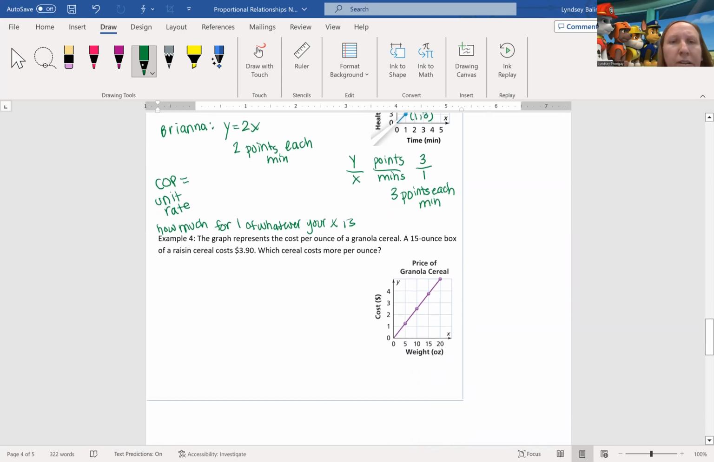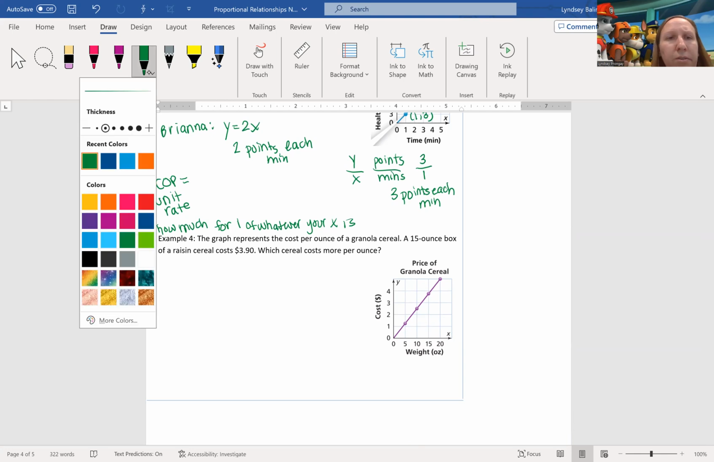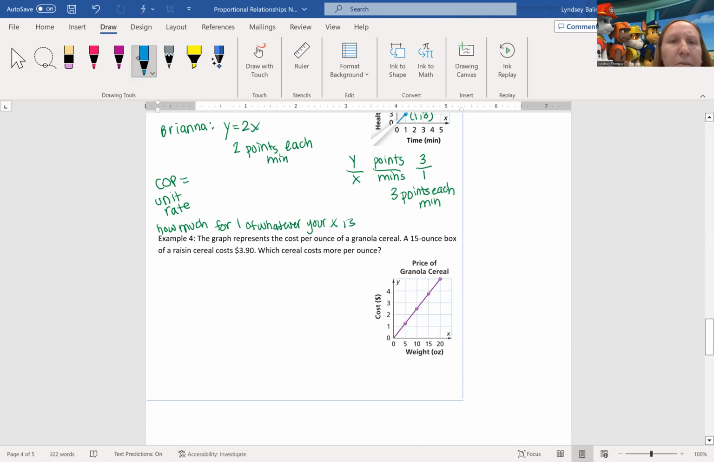And our last one, we have the graph represents the cost per ounce of a granola cereal. A 15-ounce box of a raisin cereal costs $3.90. Which cereal costs more per ounce? This one's a little bit different because we have our graph, but we don't have a table or an equation to look at. But we do have a scenario here. And it does say costs more per ounce. So the way we're going to set up these ratios is going to be cost per ounce. And once again, for our graph, if we look at y over x, the y label is cost, and the x label is ounce. Perfect.